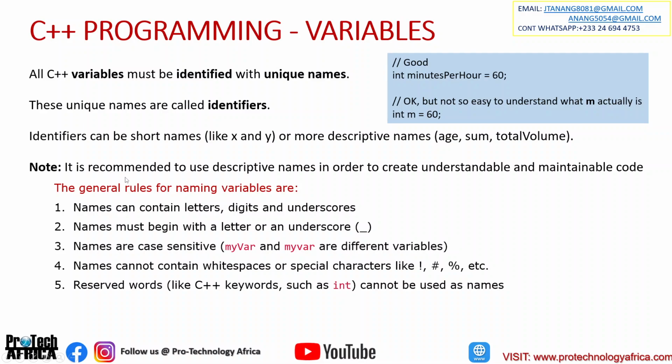Note, it is recommended to use descriptive names in order to create understandable and maintainable code. The general rules for naming variables are: 1. The names can contain letters, digits, and underscore. 2. Names must begin with a letter or an underscore. 3. Names are case sensitive, so myVar and myvar are different variables.